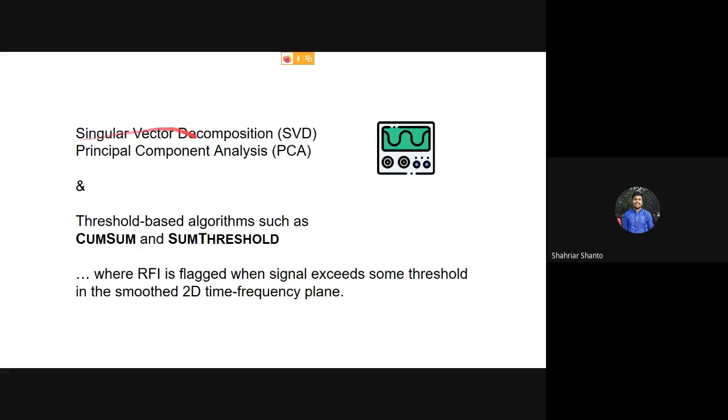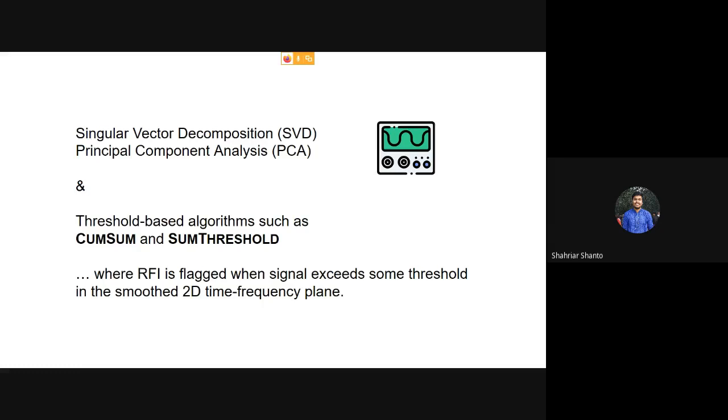Okay, so previously, many techniques have been used to flag and remove radio frequency interference from telescope data. The singular vector decomposition, principal component analysis, and then some threshold-based algorithms where the RFI is flagged when the signal exceeds some threshold in the 2D time-frequency plane. Because, as we said, the interference signals are actually many orders of magnitude stronger than the astronomical signals.